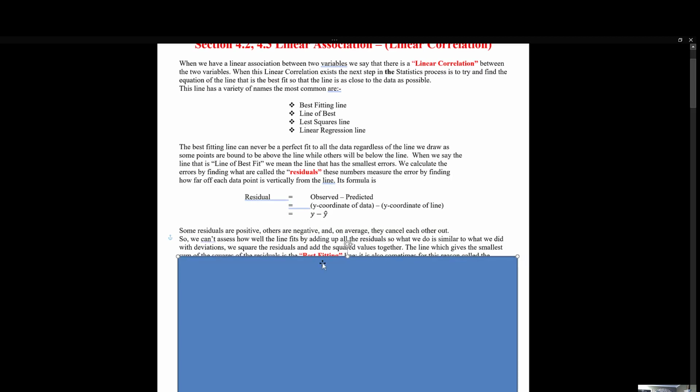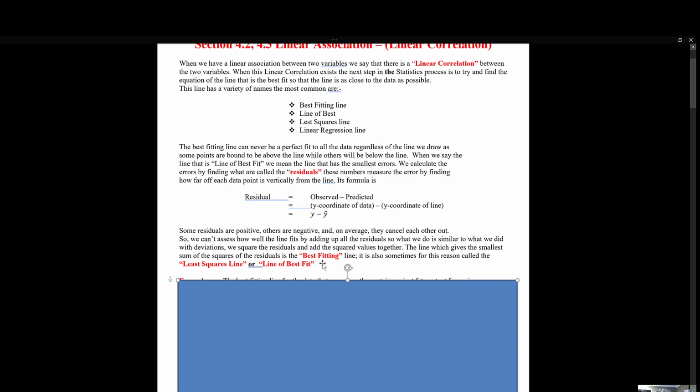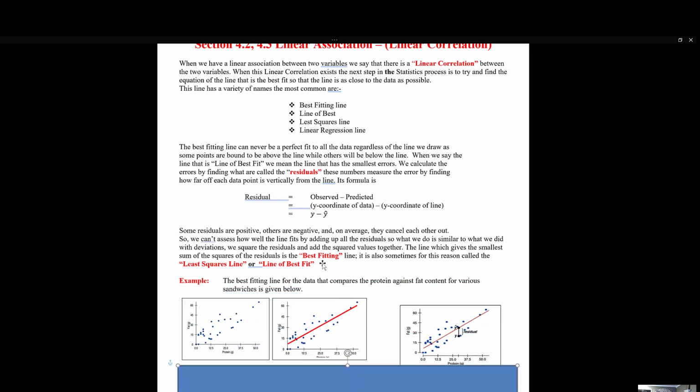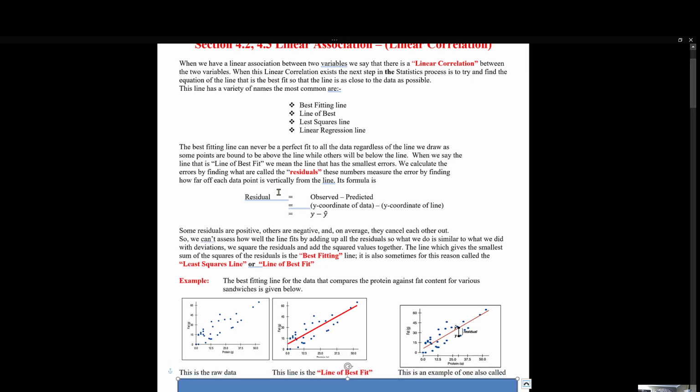And you'll see that the best fitting line would be the one that has the smallest total of residuals. And there's a calculation, quite a messy calculation, where you can actually find that the line of best fit, the regression line, is unique. In other words, for any given set of data points, you're going to get one line that's a better fit than any of the others.